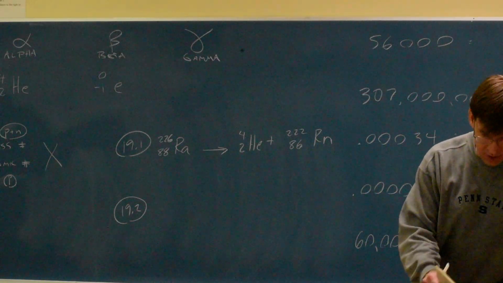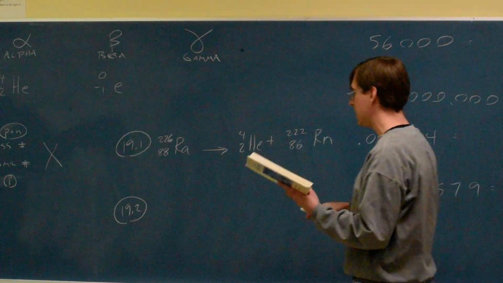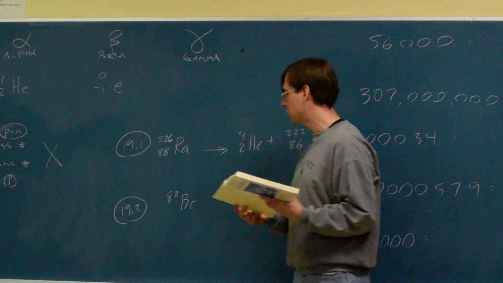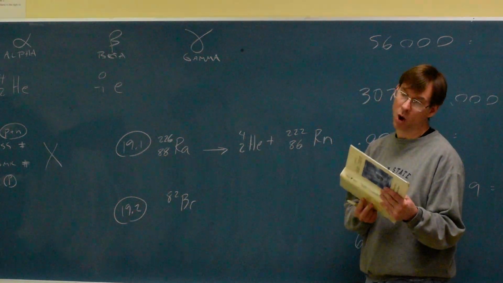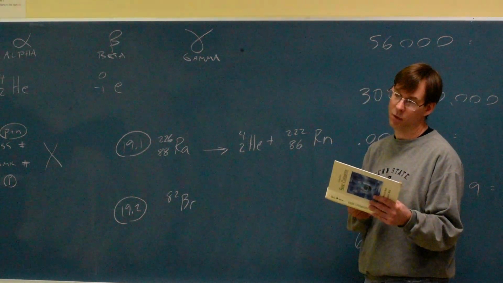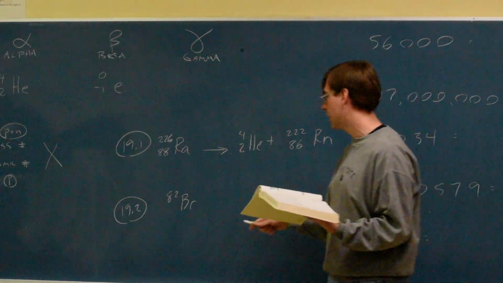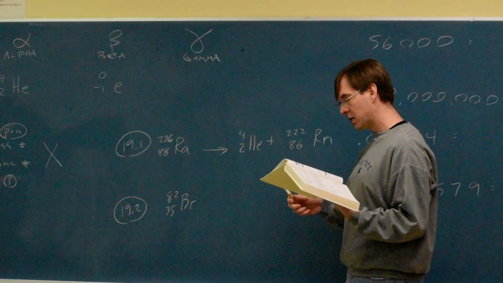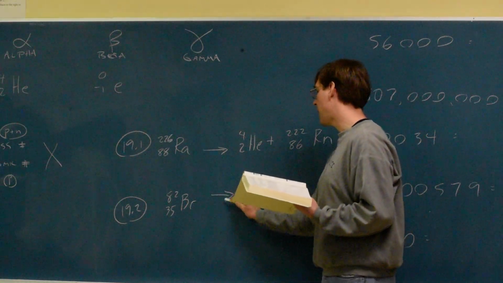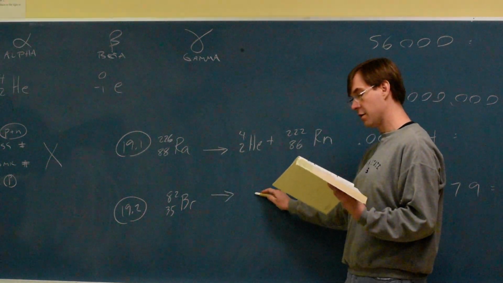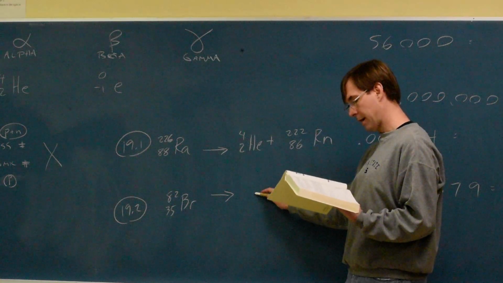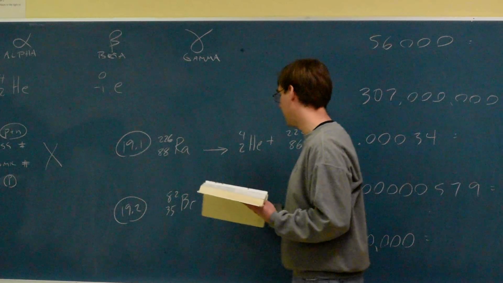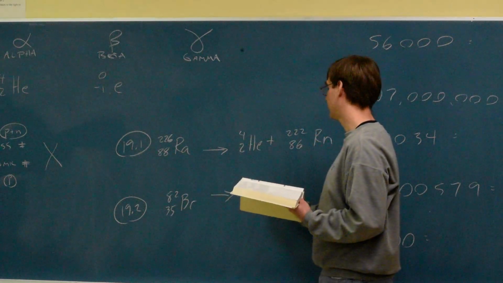The 19.2 problem says bromine 82. So we start with bromine, and 82 is the top number. To do the bottom number, you need your periodic table. Bromine's number on the periodic table is 35. We're again doing emission. So after the arrow, we're going to put something over here. Emission means it's coming out. Beta emission, though, this time. So for beta, we grab this.